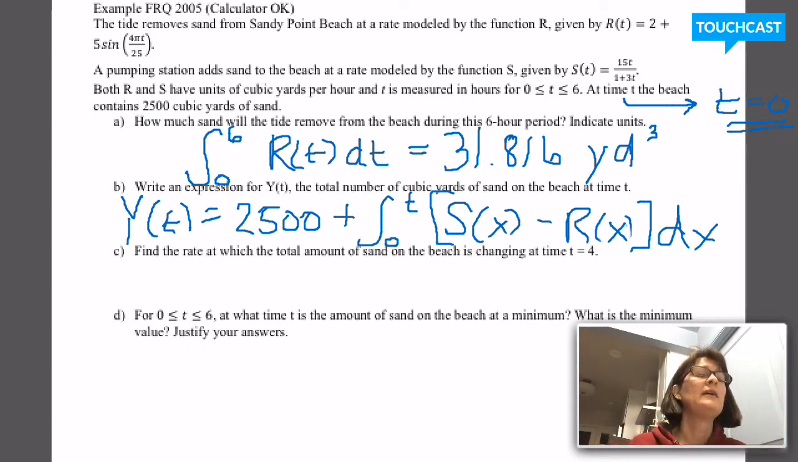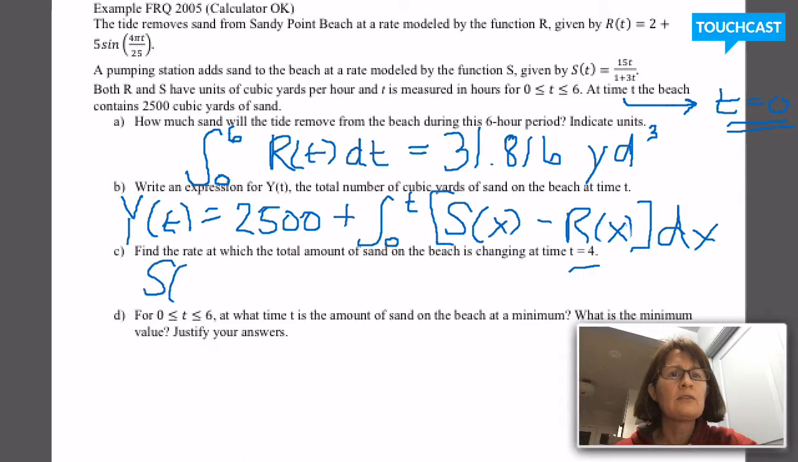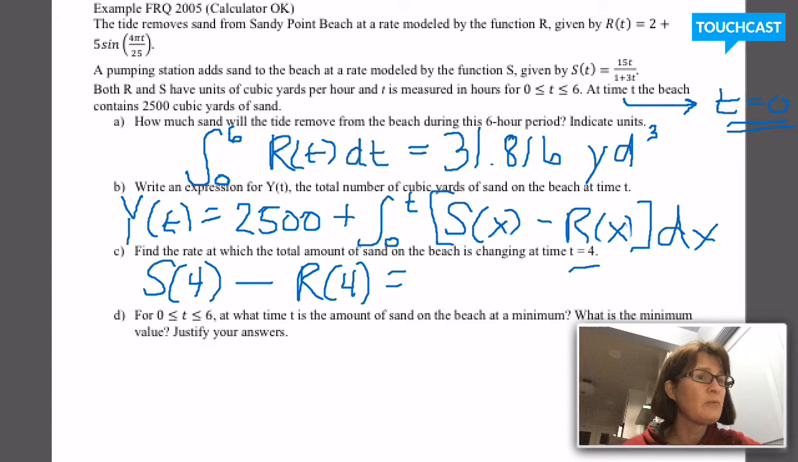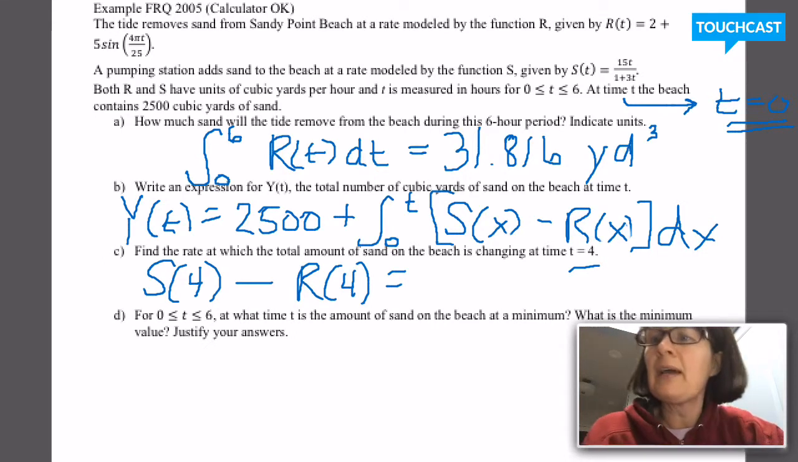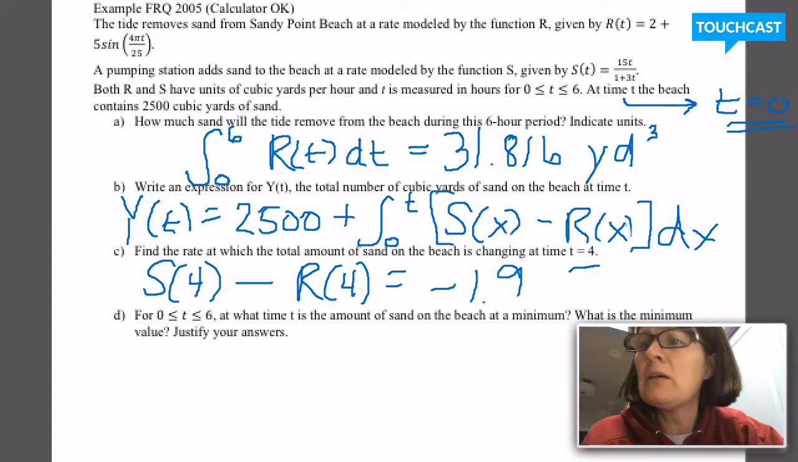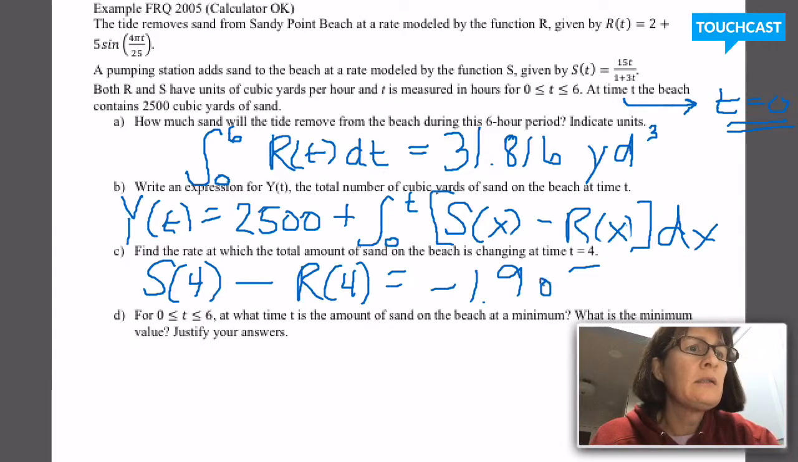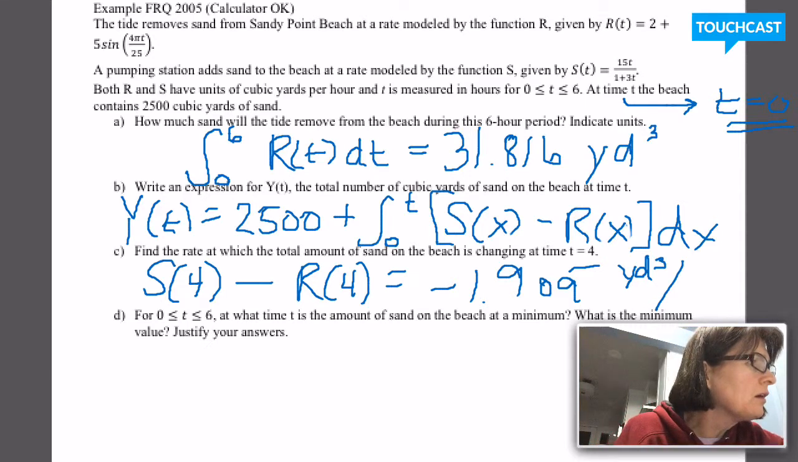So two ways to think about this. If just thinking about it like that made sense to you, and I know some of you have already done problems in your free response book like this, it's totally correct. The rate at which sand is coming in at time 4 is s of 4, and the rate at which sand is leaving at 4 is r of 4. So I can just compute s of 4 minus r of 4. I evaluated that on my calculator and I got negative 1.909 cubic yards, so yards cubed per unit of time, which here is hours.